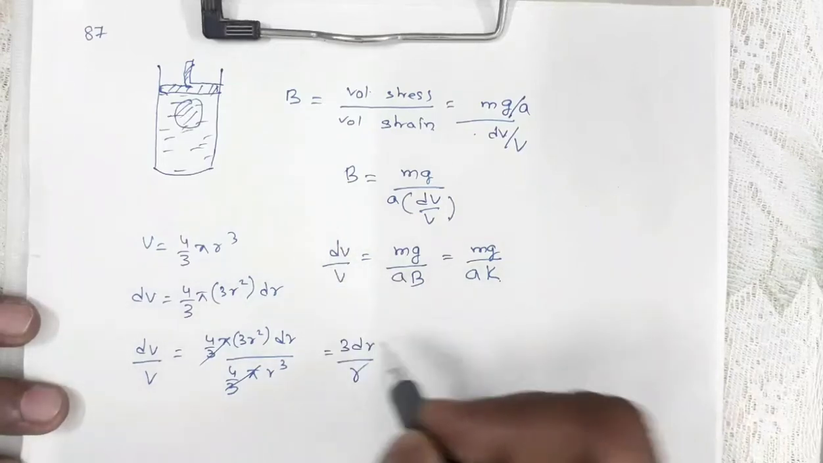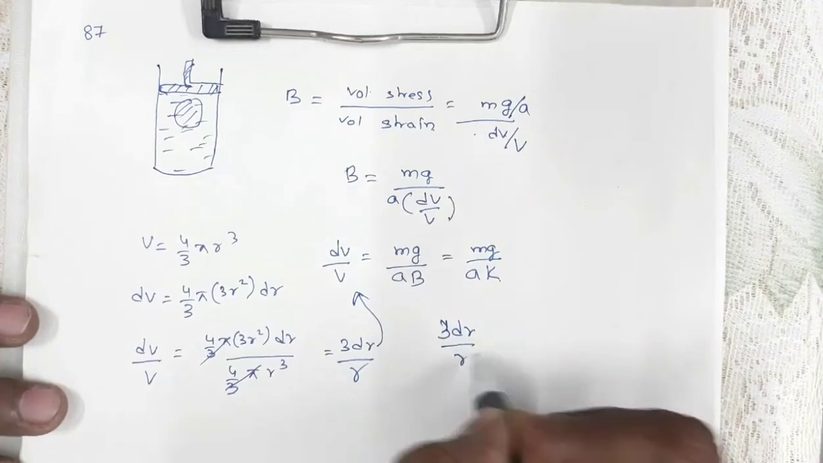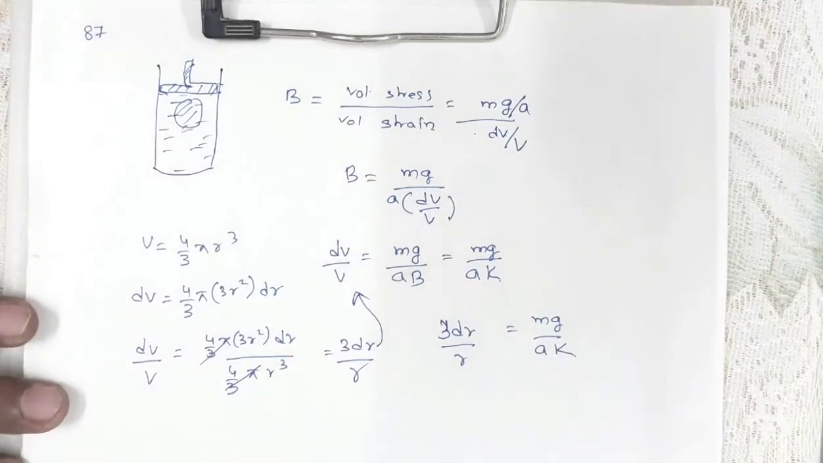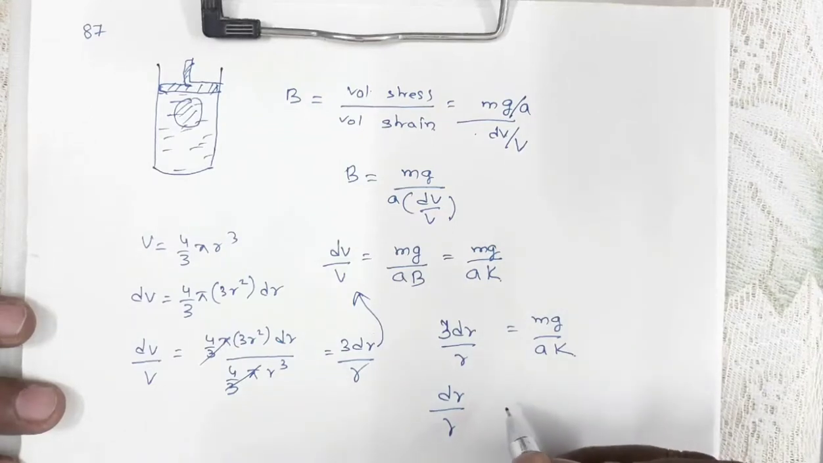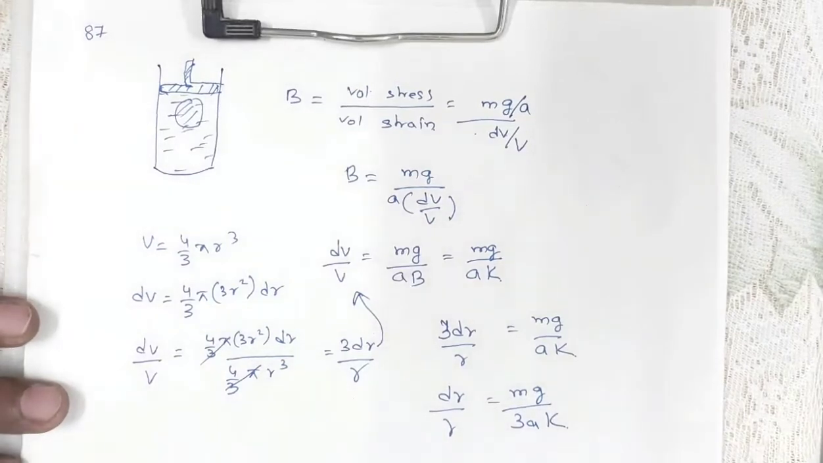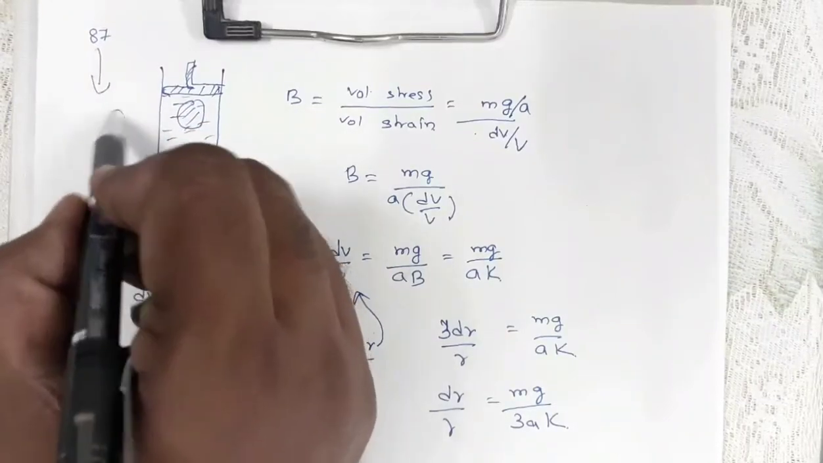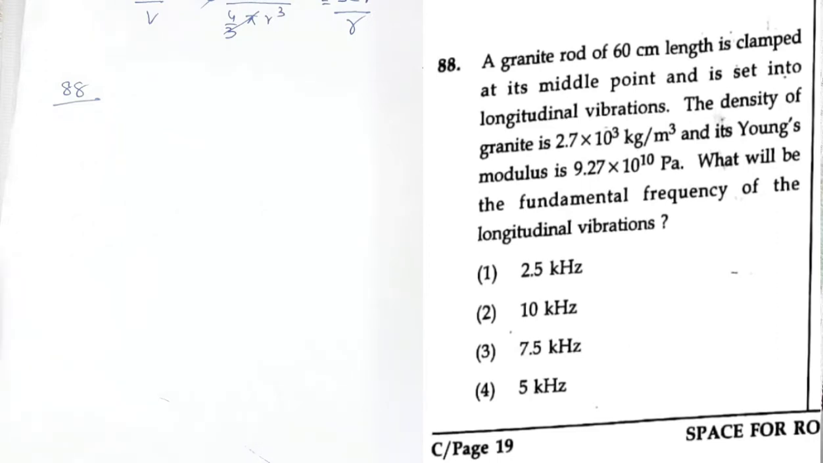So this can be replaced here, so we have 3 dr by r is equal to mg by AK. So that gives dr by r is equal to mg by 3AK. So that is option number 2 for question number 87. So for question number 87, the correct option is number 2. Next is question number 88.